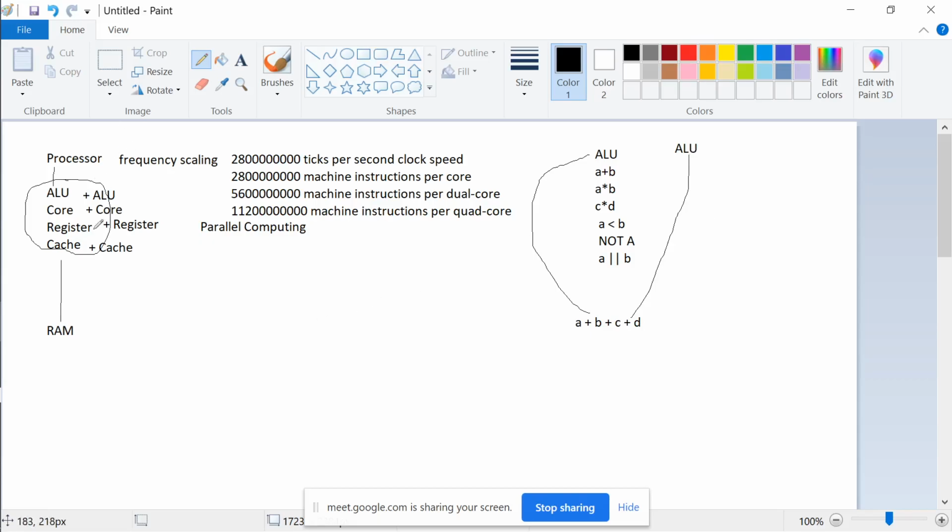So it does not mean that if there are two cores there are going to be two ALUs, or that if there is one core there is going to be only one ALU. There can be one core plus four ALUs. There can be one core plus more registers. There can be one core plus more caches. That also is parallel computing. So parallel computing is all about not only doing things simultaneously, but essentially improving the performance of the computer.